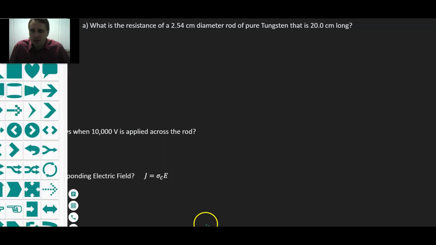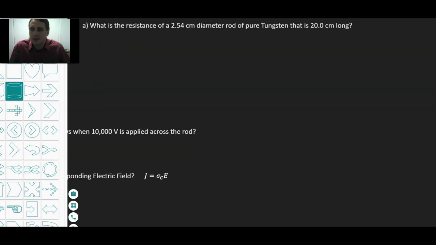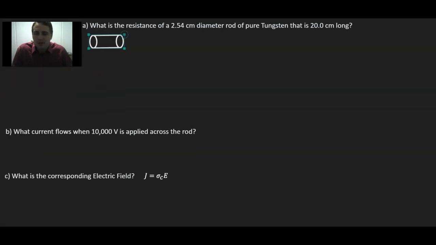In fact, let me go ahead and bring up a cylinder here on its side. So the idea is that this cylinder has a certain cross-sectional area A. It's made of a certain material, rho sub r. And then in this case, that's tungsten, so I'm just going to write tung for tungsten. And then also we know that it has a certain length.